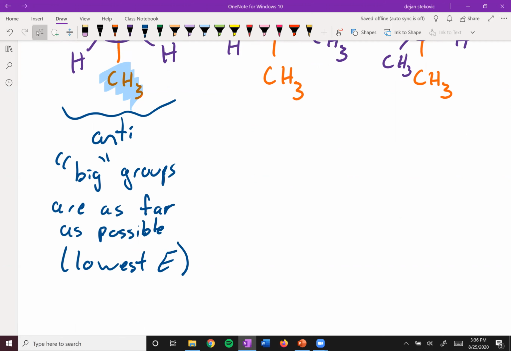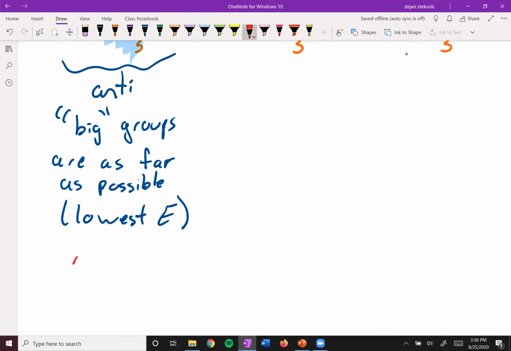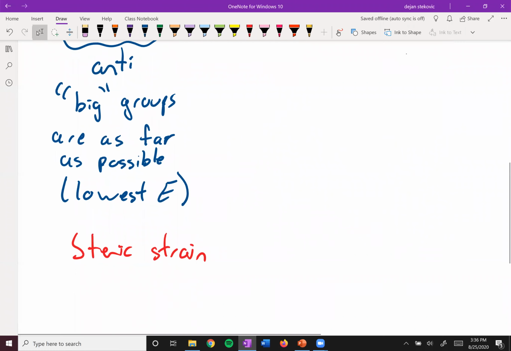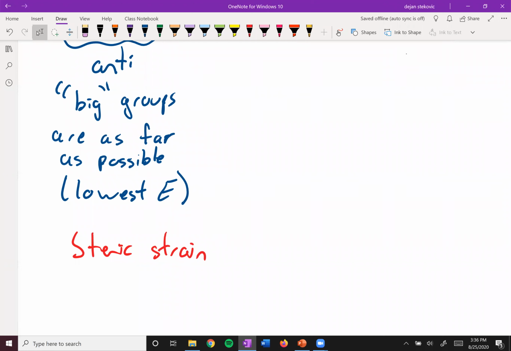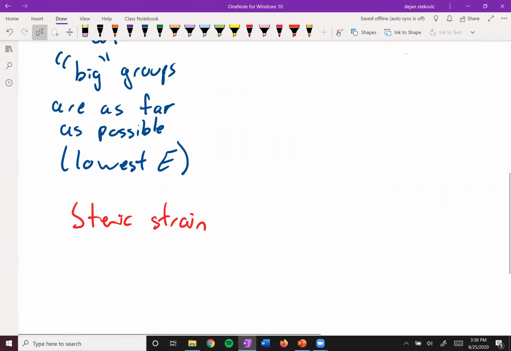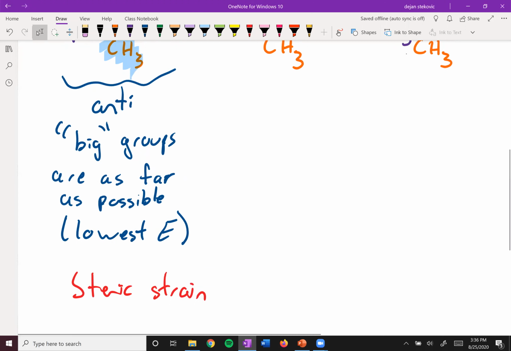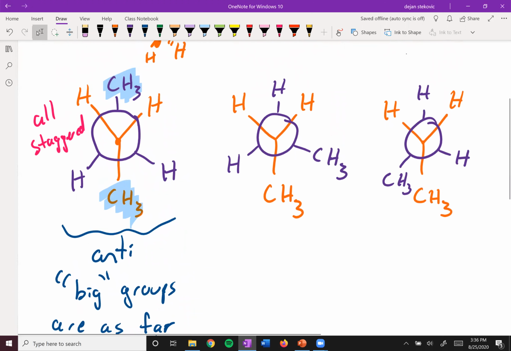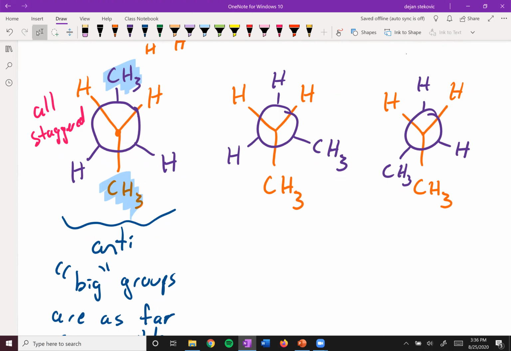And this is because of something called steric strain. Steric strain just basically means that big things don't want to be next to each other because they're big and you'd have to squish them together. And so to reduce steric strain, you want the big things as far as possible. So in this anti position, the big things are as far as possible.